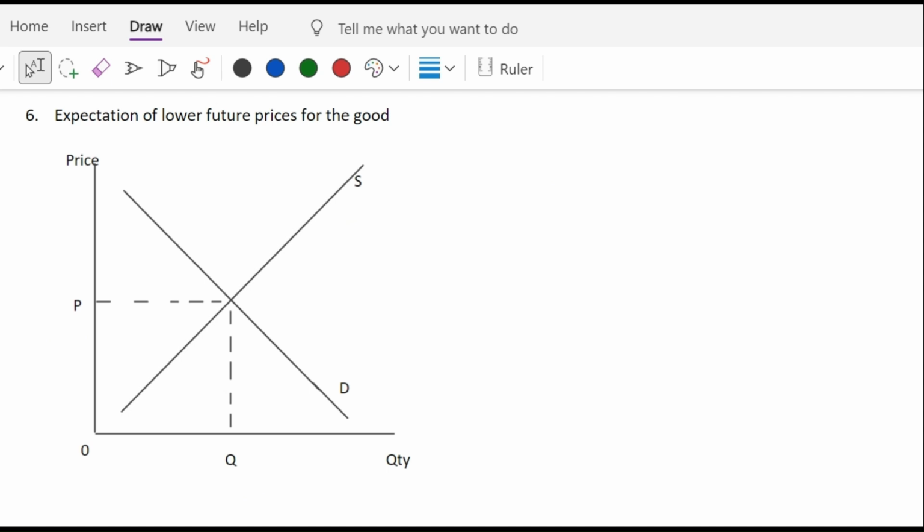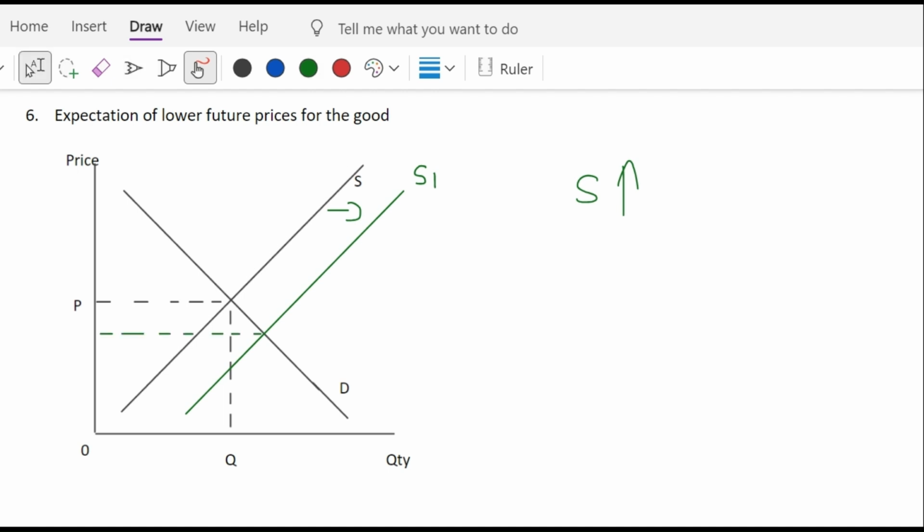The sixth question talks about a factor which we did not discuss before. Expectation of lower future prices for the good. So if the supplier expects the prices to fall in the future, selling those goods in the future will be less profitable. So right now what the supplier will do is they will supply more. That means the current supply will increase. There will be a shift to the right in the supply curve from S to S1.